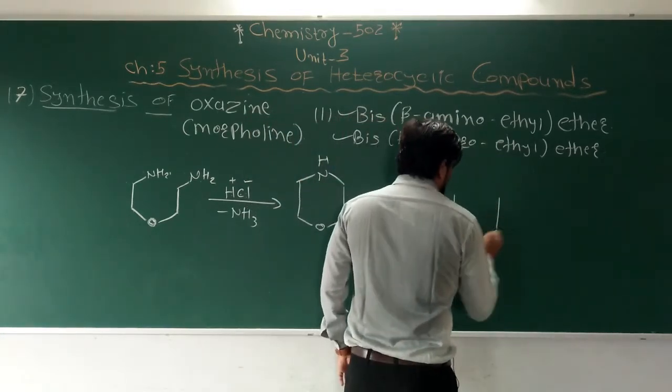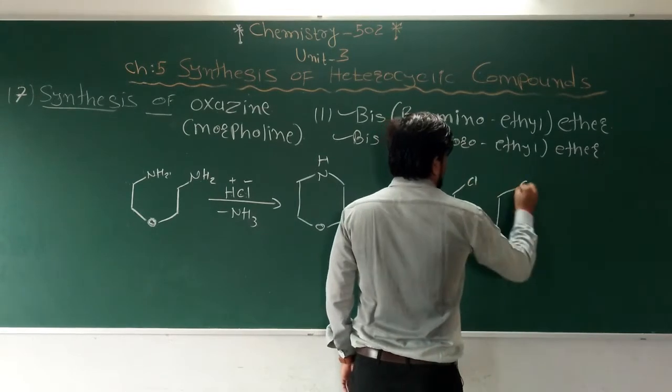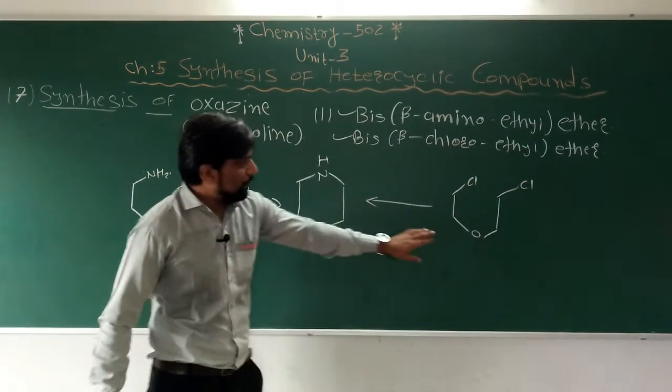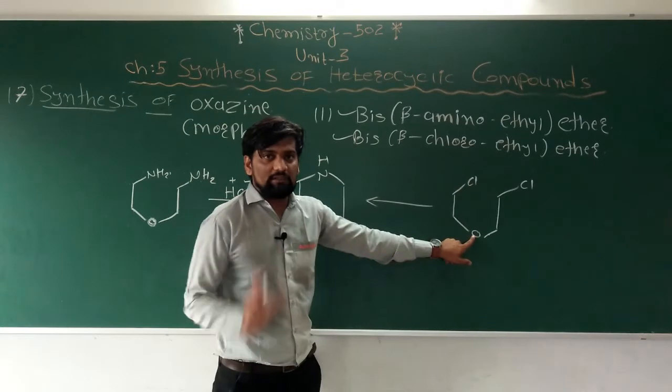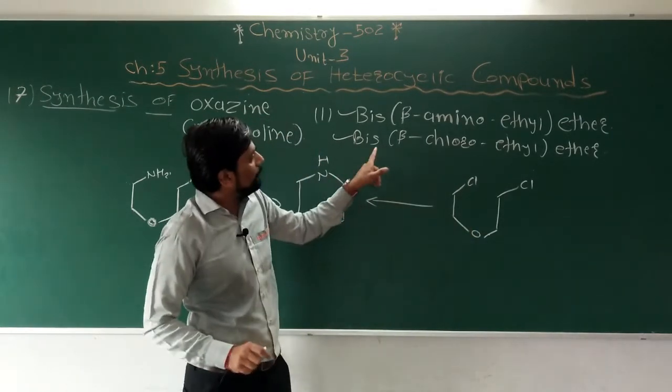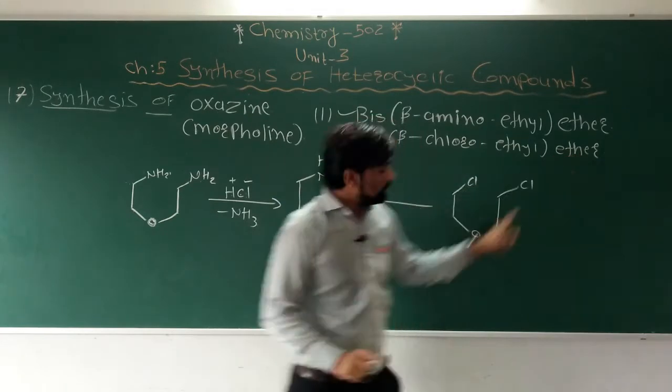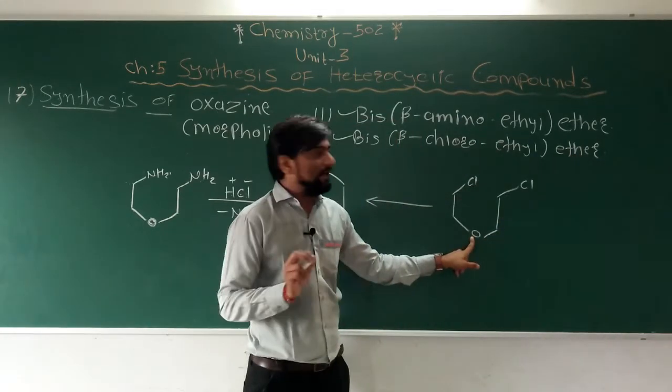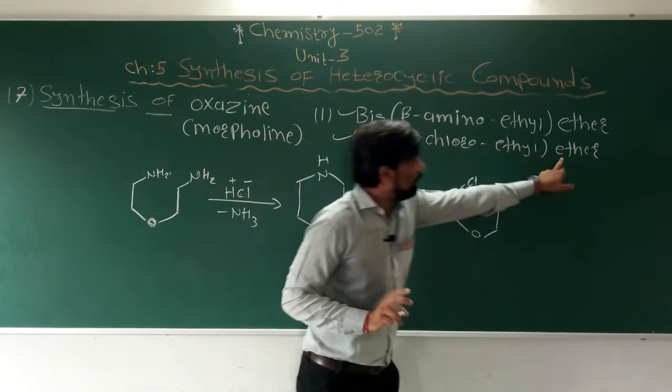Here ether is there, here Cl is, here also Cl is there. So in this compound, oxygen is there and both sides have an ethyl group. That's why this compound is called ether, because of the oxygen with an ethyl group on both sides. That's why it is known as ether.